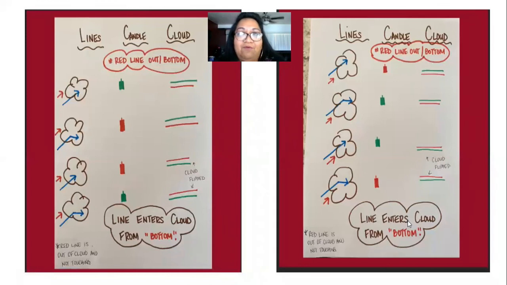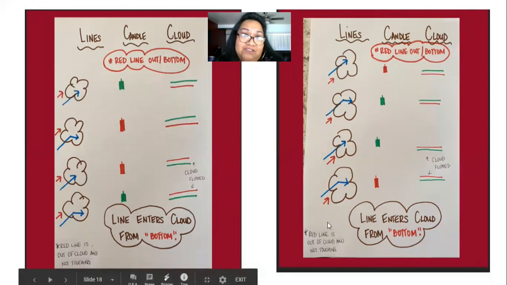Okay, now here we go. Now we're doing the red. The blue line is in, now the red is out, okay? Same thing, red above the blue, you get green. Look at your cloud. Okay, this time the blue is above the red. Look, you get red. Goes to the right, you get green. Goes to the right, you get red. Cloud flips, reversal, cloud flips, reversal. These are lines that are entering the cloud from the bottom.